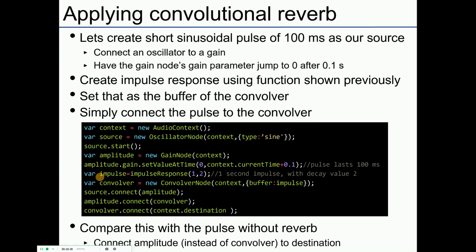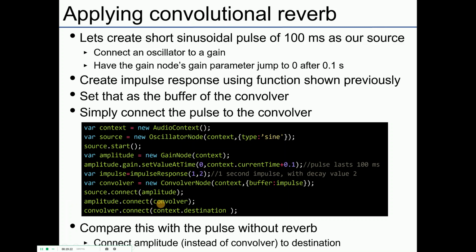In order to create a pulse only of 100 milliseconds, we create an oscillator node and we connect that to a gain, and then at a given time, 100 milliseconds, we have the gain node's gain parameter jump to 0. So it cuts off this oscillator after 100 milliseconds. We create the impulse response as our audio buffer that we'll use, using what was shown previously. And we set the impulse response as the buffer parameter value for the convolver.